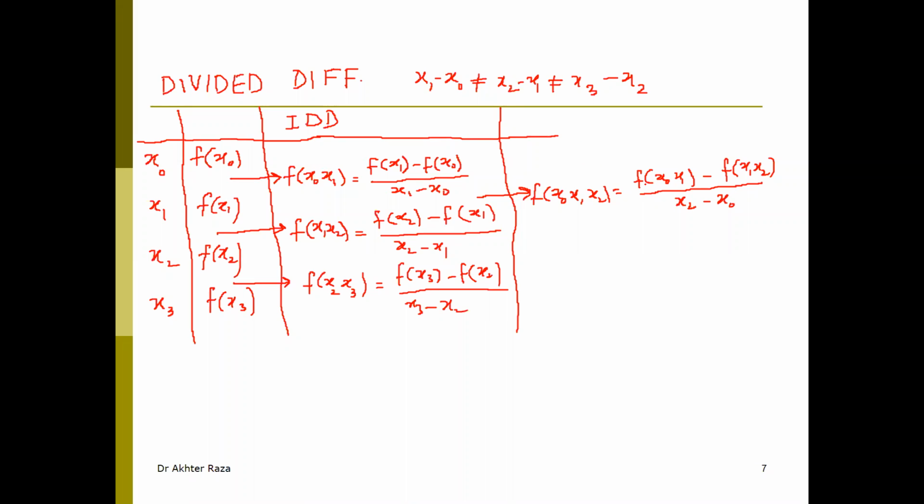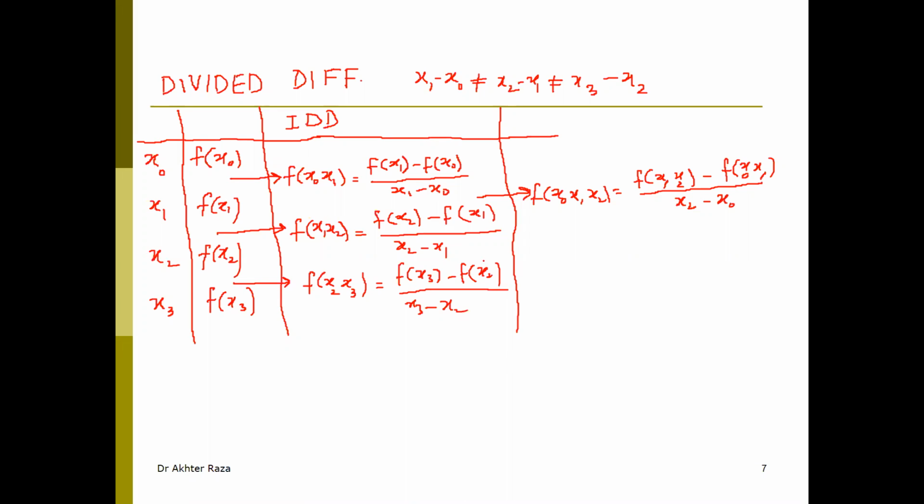I am just correcting some things here. This is not x naught x1. This is not x1 x2. This is to be written down as x1 x2. This is represented by x naught x1. If you are writing x2 minus x naught in the denominator, then this minus this should be in the numerator. If I am writing x naught minus x2 in the denominator, then this minus this will be in the numerator.